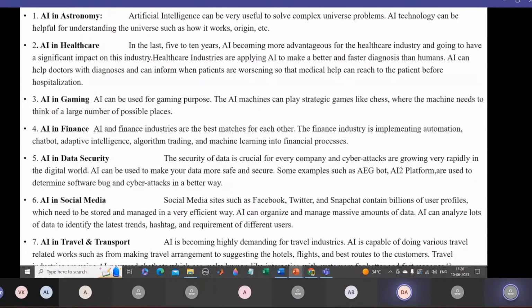Booking hotels, flights and everything. And there are even facilities where, when I want to find a hotel, for example if I'm in the Nungambakkam area, I can find a good hotel in Chennai, and I can also find good hotels near my area. All this is because of AI.